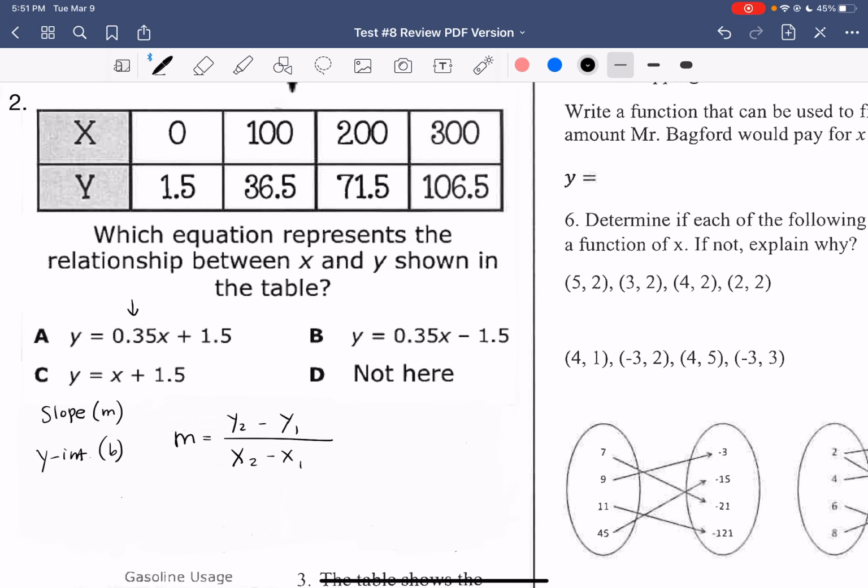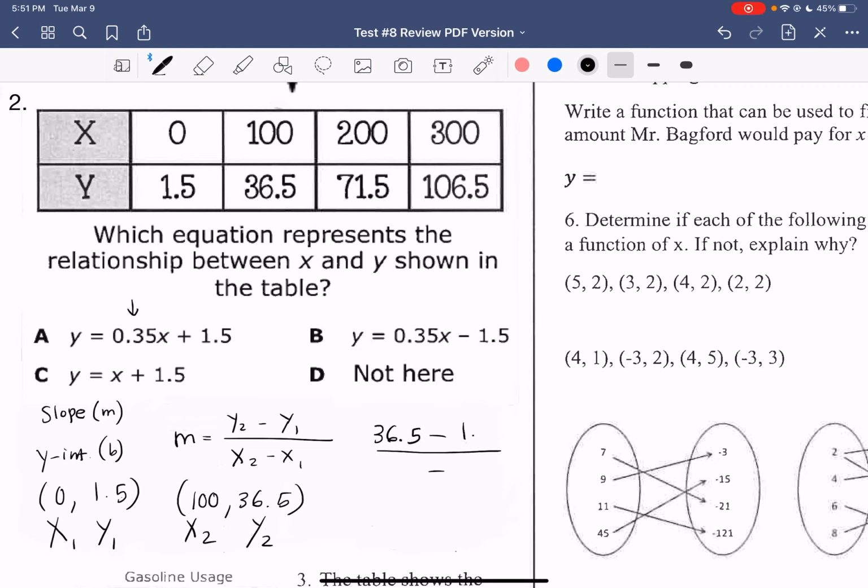So I'm going to use the two coordinate pairs (0, 1.5) and (100, 36.5). I'm going to draw the skeleton of my equation, and then I'm going to label my coordinate pairs. So we have x1 and y1, x2, y2. And then we're going to take those numbers and place them where they would go in the equation. So y2 is 36.5, and y1 is 1.5. x2 is 100, and x1 is 0.